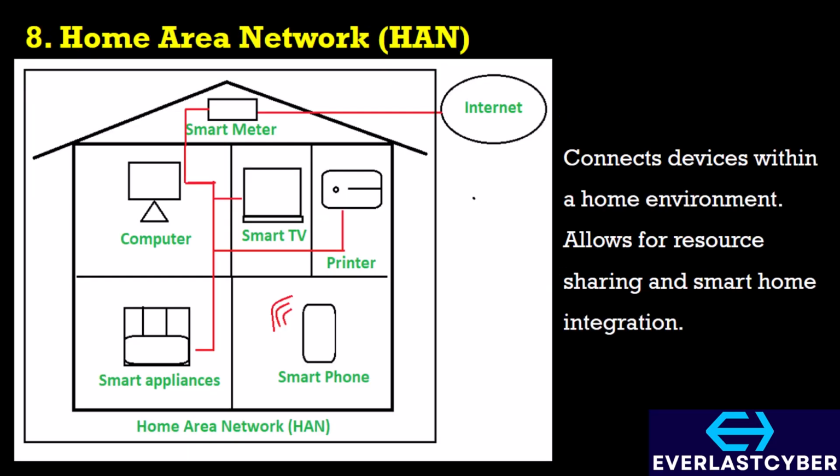The next network type is the Home Area Network. The Home Area Network connects devices within a home environment, and it allows for resource sharing and smart home integration. So, the Home Area Network transforms scattered networks in the home into a collective network that provides access to information at very fast speeds while ensuring that the necessary authentication is in place to avoid privacy loopholes. The home area network focuses on convenience and ease of setup, and it often uses wired and wireless connections as well.